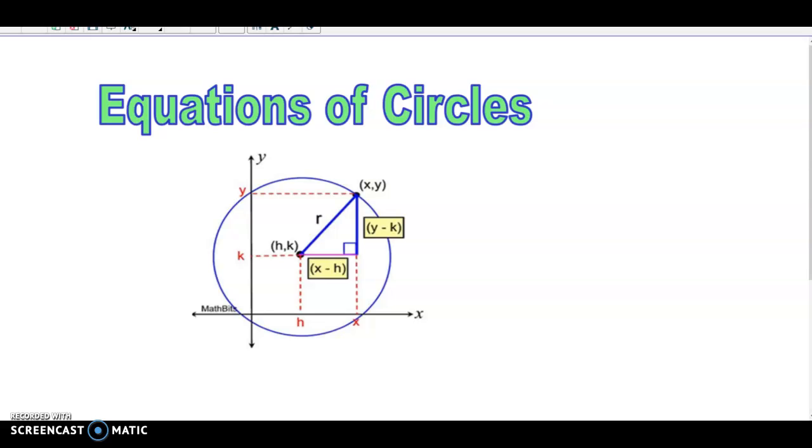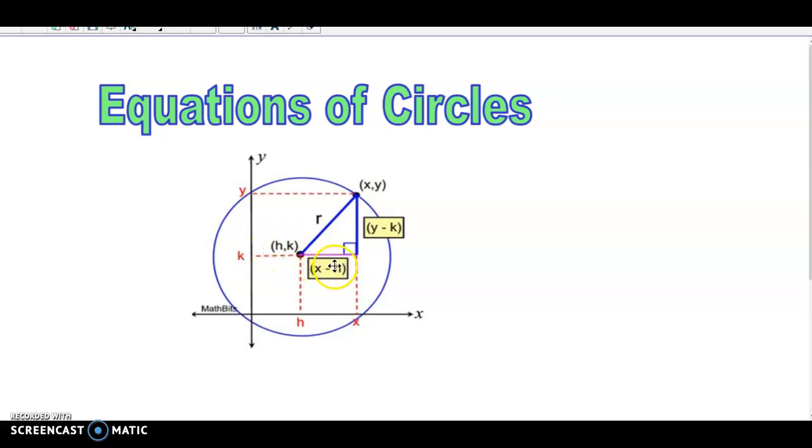Okay, so for today we're going to talk about the equation of a circle. To write the equation of a circle, we have to know the center and the radius, and then we can just put it into the standard form of the circle. Looking here at this diagram, we can see that the center is denoted with an H, K. The H is going to be the x-coordinate, the K is going to be the y-coordinate.